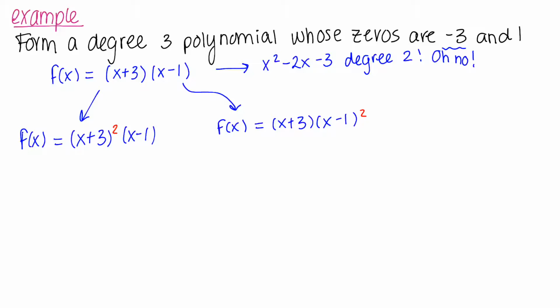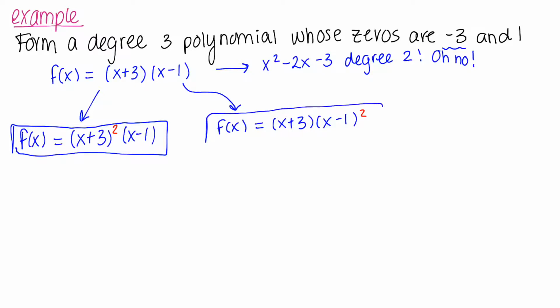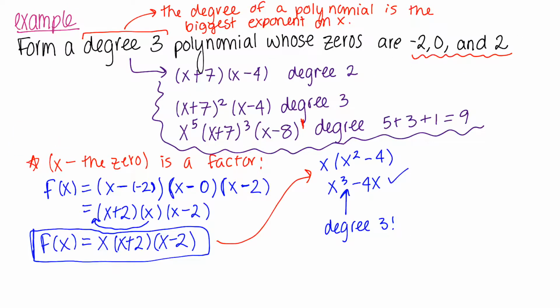I could FOIL them out, but I'm not going to do that. But if you would like to verify, totally fine. But either of these will be degree 3 polynomials who has negative 3 and 1 as zeros. So let's go back to talking about this.